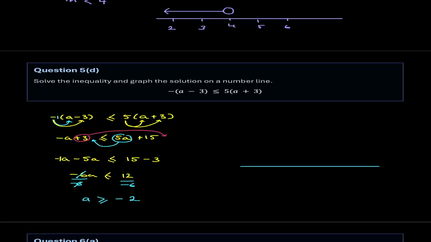So we've got our number line. Let's say -2 is over here. That would mean that's -1, that's 0, that's -3, -4, and a is greater than or equal to -2. So we're going to draw a circle. It's greater than, so it goes towards the right, and it's greater than or equal to, so that means you have to colour in that circle because it's inclusive.